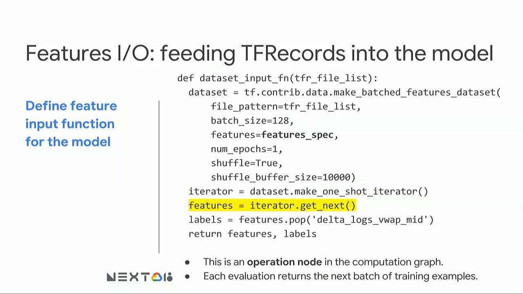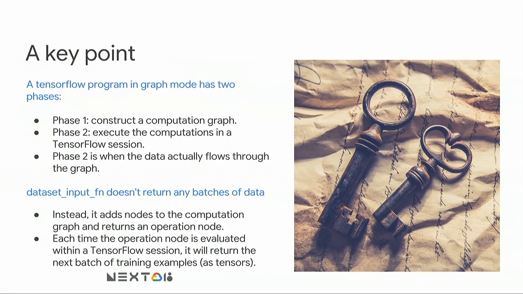And this is interesting, the getNext function. So it looks like, if you look at this function, it returns features, but in fact, it does not. What this function returns is an operation node in the computation graph. And then later on, when this node is evaluated, it will return the next batch of examples every time it's evaluated. And this is a very important subtle point, so I have a separate slide just for this, because it's a key point to understand. TensorFlow programs in batch mode run in graph mode, sorry.